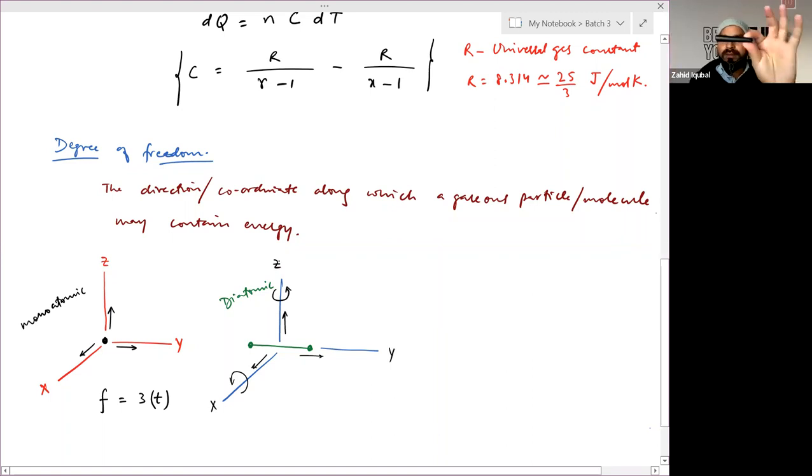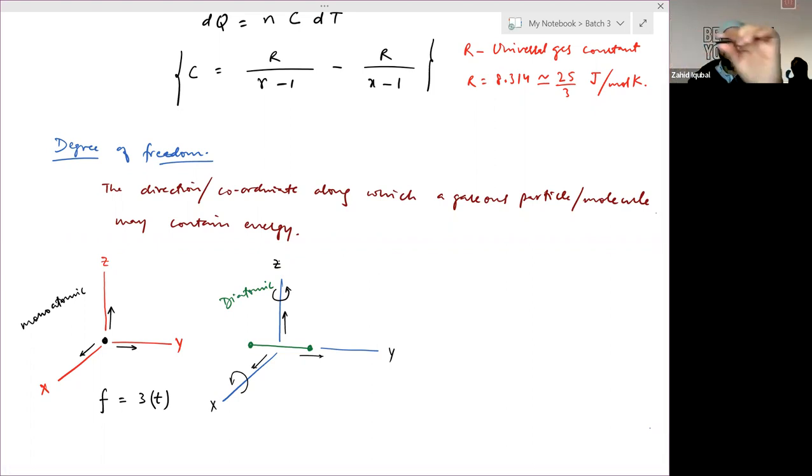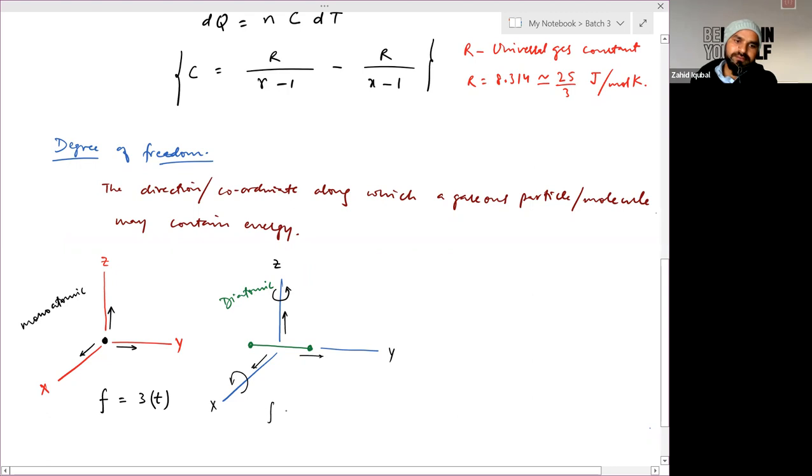Let me define it for you. Suppose this is your diatomic particle. It may translate along this or along this axis, so it will have three translational energies. It will have some rotational energy due to its rotation along the x and z axes, but there will be no rotation possible along its own axis since it behaves as a point object. So in this case, it will have three translational energies and two rotational energies. In total, it will have 5 different ways of containing energy.